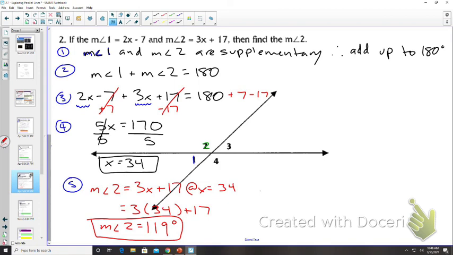So we'll stop there, and then you guys are going to have some practice to work on the remainders, okay?